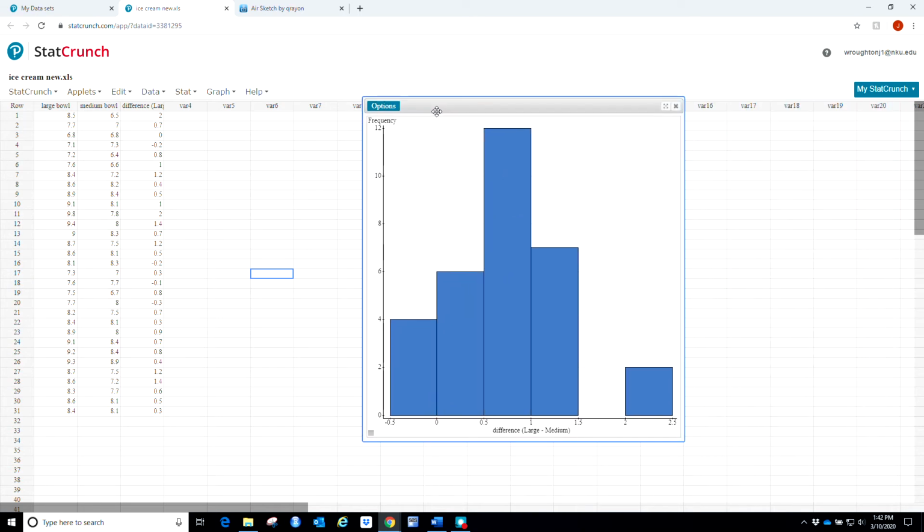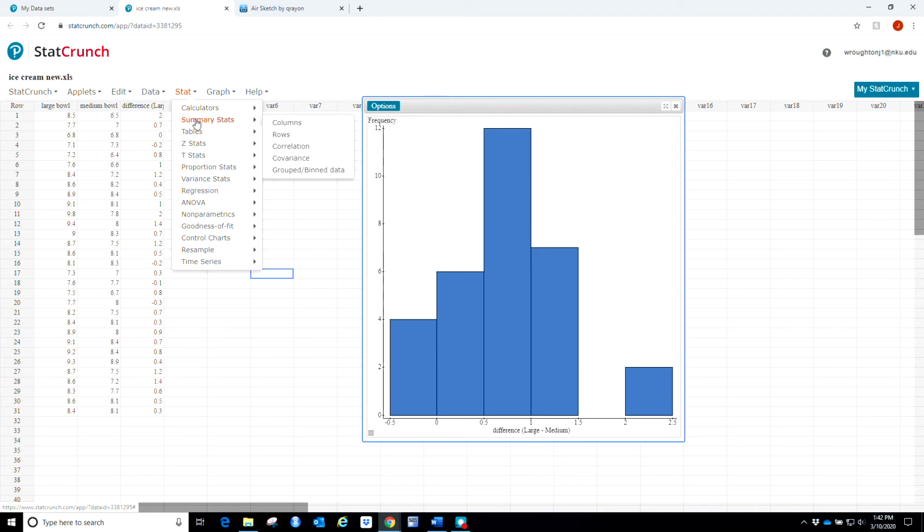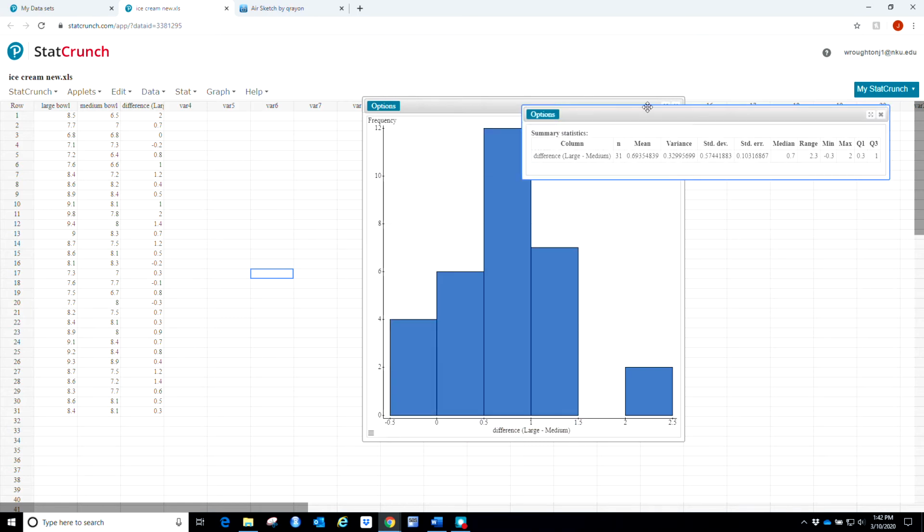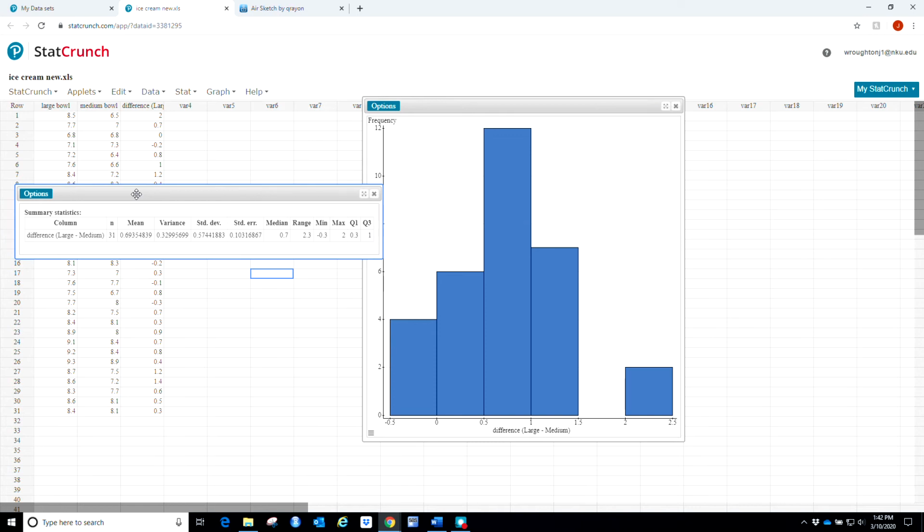So there's that histogram. But again, this is not of the ice cream amounts, but of the differences in the ice cream amounts. Then to get the mean and other information, we go to Stat, Summary Stats, by column for those differences as well. So here we got a lot more numbers than the ones that we were provided, but we have all the numbers as well, just rounded to some slightly different values here. So that's what we did, looking at those differences.